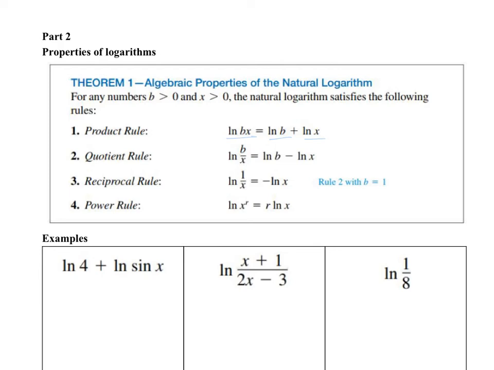Reciprocal rule: if you have x on the denominator, that would be the same thing as ln of x to the negative first, and any exponent goes to the front, so you can make it negative ln of x. That is also showing you the power rule. Anytime you have x raised to an exponent next to a log, it can be multiplied in the front.